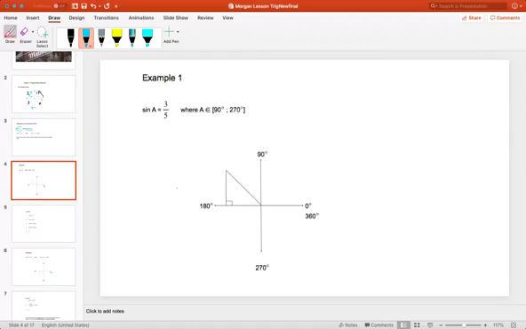So there's our diagram for the first one. And you'll see that we've drawn our right angle triangle in quadrant 2, which is the correct one. We're either in quadrant 2 or 3, but sine is positive. And out of quadrant 2 and 3, we know that sine is positive in only quadrant 2. So therefore, we draw our right angle triangle in quadrant 2.